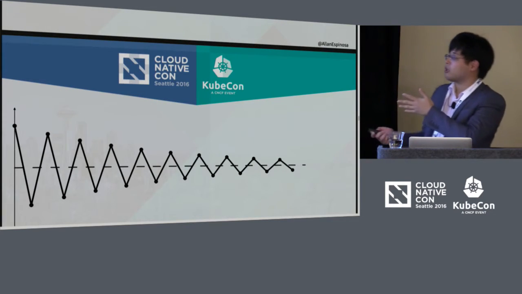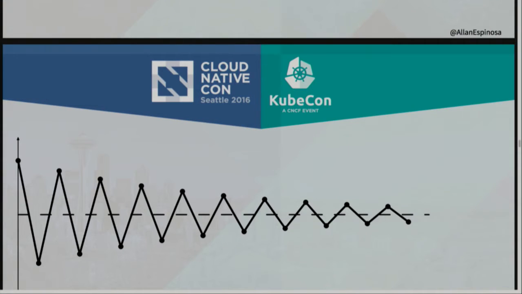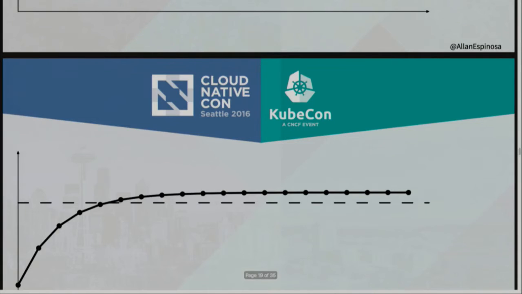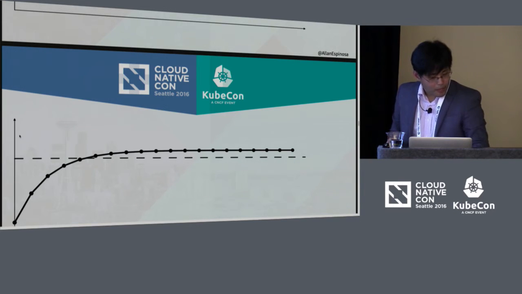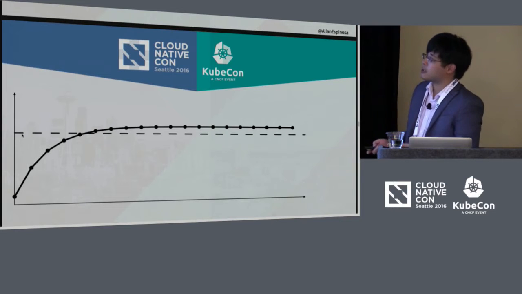Then this is what you want. Basically, as time goes on, the error margin starts to decrease, which is a stable system. Here is another stable version, which is a smoother one. It gradually goes there. A problem with this is that sometimes it's slow.